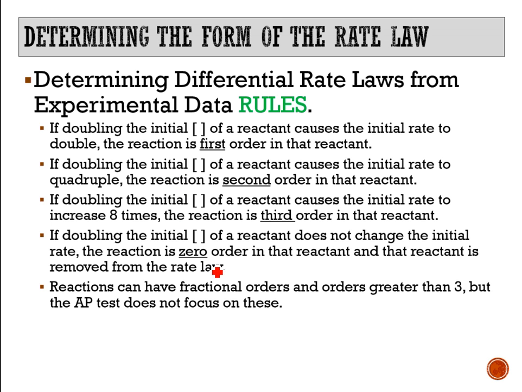So zero order reactants are also omitted from the rate equation. So you will omit them from the rate law expression when you finish and determine you have a zero order reactant. Reactions can have fractional orders and orders greater than 3, but on the AP tests, they're not that common. We will see a few in practice.